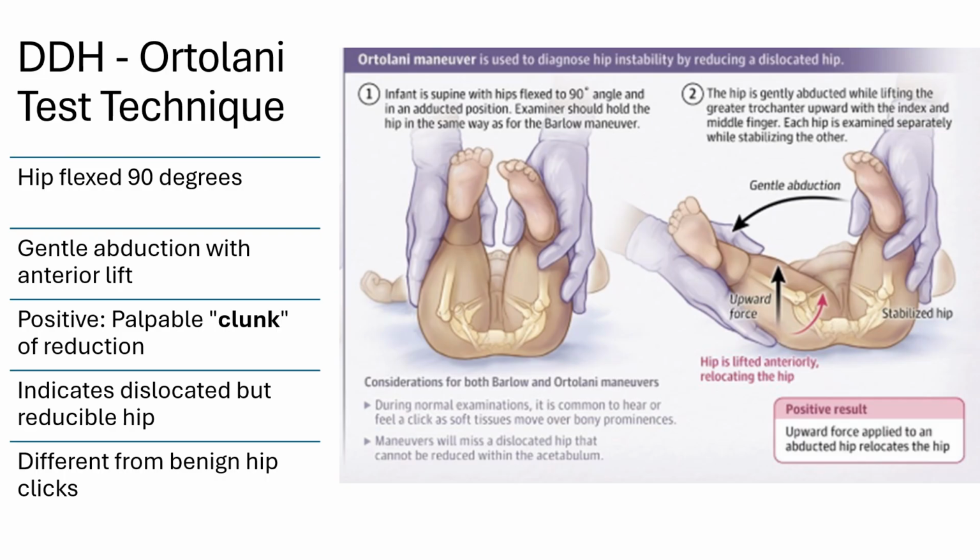acetabulum, distinctly different from the soft clicks or pops that many normal hips produce during movement. This difference proves clinically significant. Benign hip clicks represent soft tissue movement or ligament snapping, while the Ortolani clunk indicates actual joint reduction. The positive test tells you that the hip is dislocated but still reducible, representing a more advanced stage of DDH than a positive Barlow test, but still within the range of successful conservative treatment when detected early.